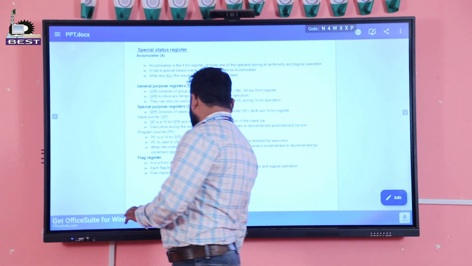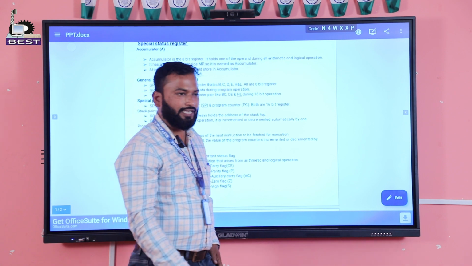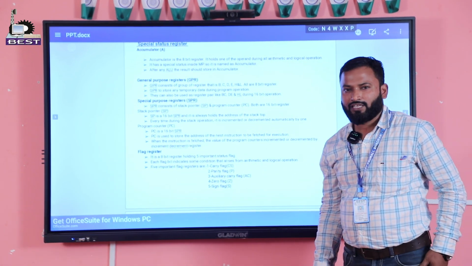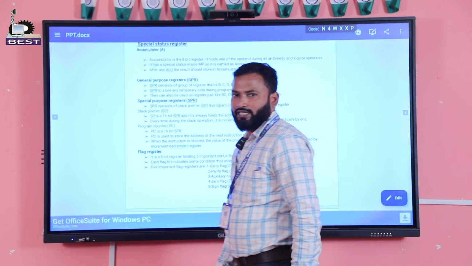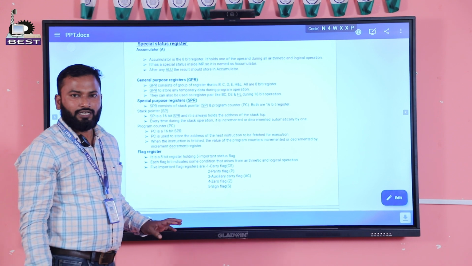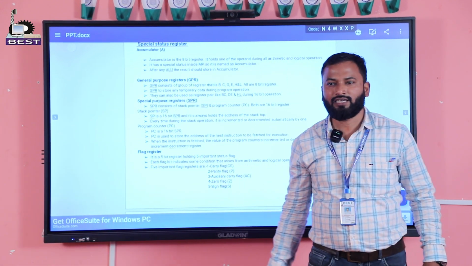The 5 important flags are: carry flag, indicated by CY, then parity flag, indicated by P, then auxiliary carry flag, indicated by AC, and zero flag, indicated by Z, and sign flag, indicated by S.